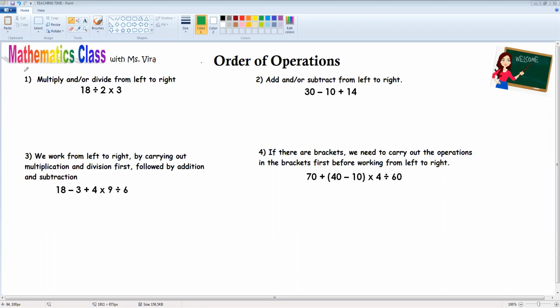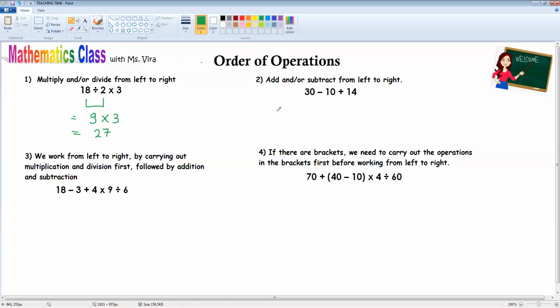So rule number 1 is multiply and/or divide from left to right. Whenever you see a mathematics problem like this, it means you only divide and multiply. We need to work from left to right. So 18 divided by 2 equals 9, and then times 3. 9 times 3 is 27.